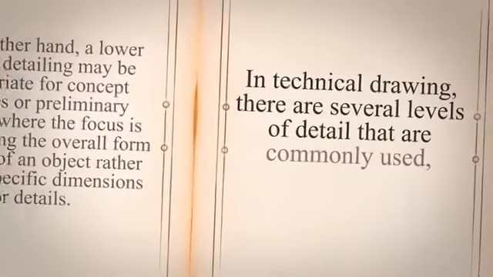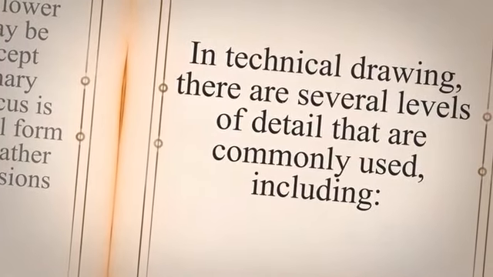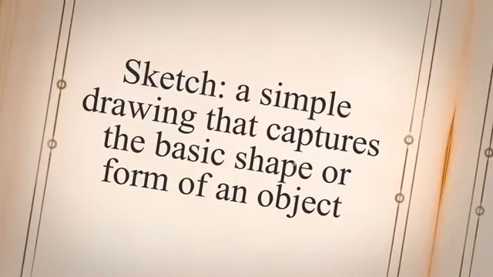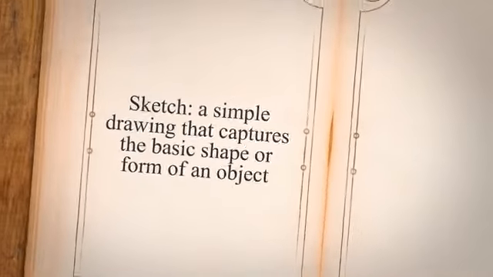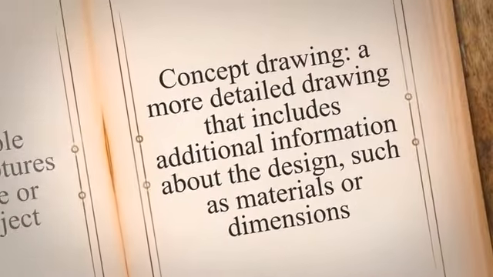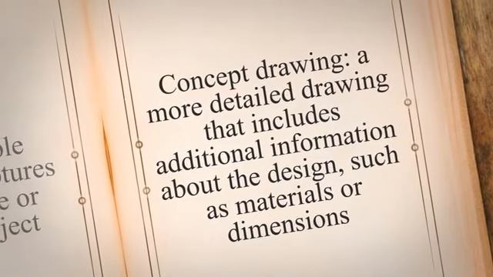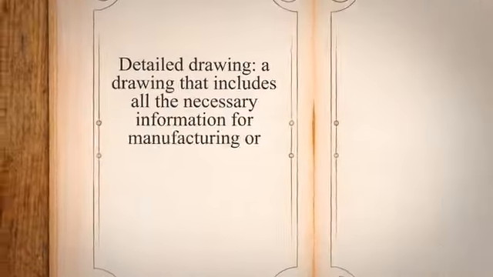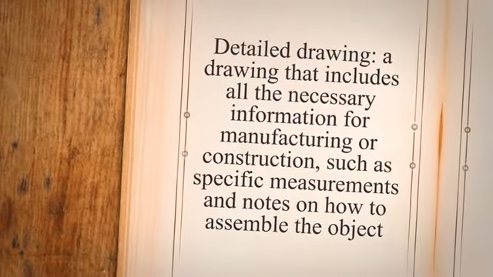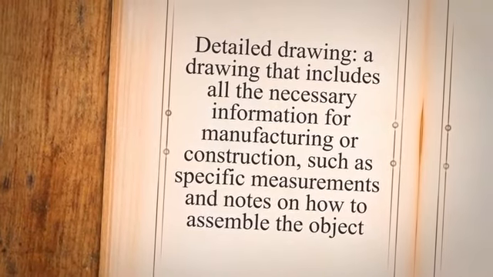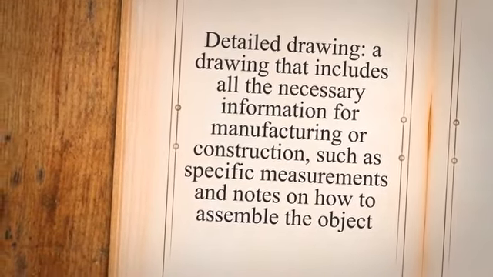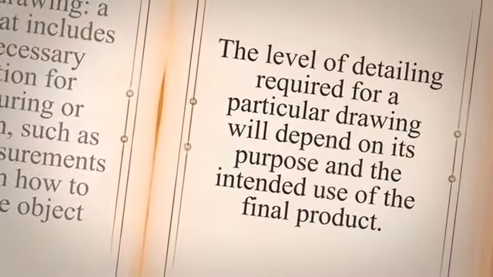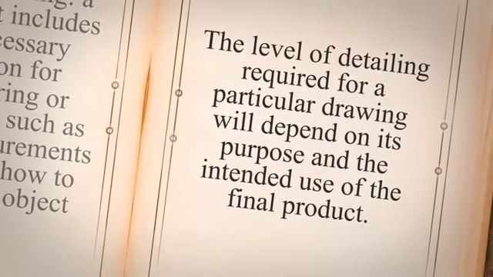In technical drawing, there are several levels of detail that are commonly used, including sketch, a simple drawing that captures the basic shape or form of an object. Concept drawing, a more detailed drawing that includes additional information about the design, such as materials or dimensions. Detailed drawing, a drawing that includes all the necessary information for manufacturing or construction, such as specific measurements and notes on how to assemble the object.